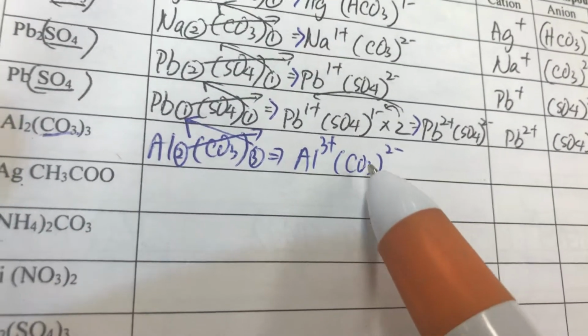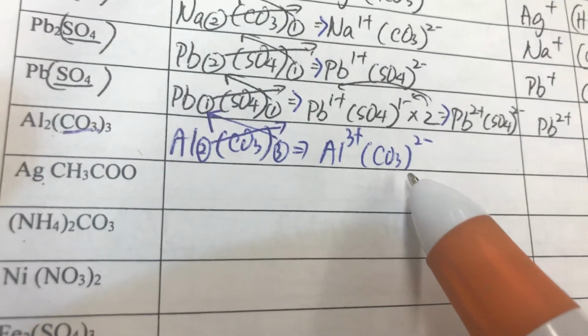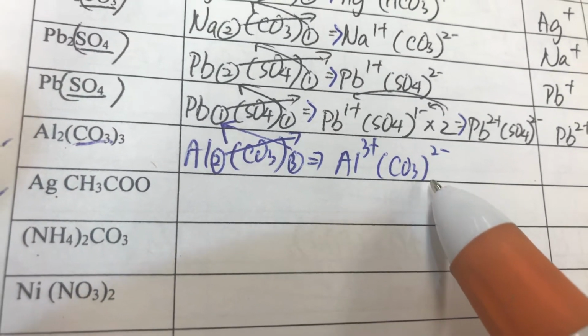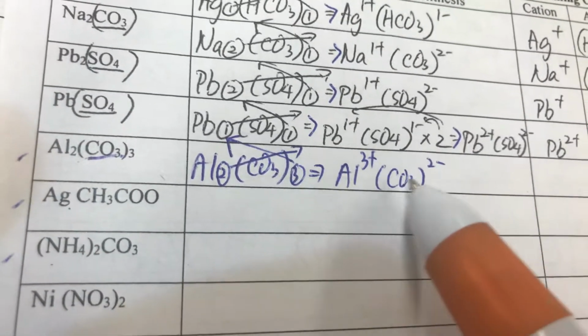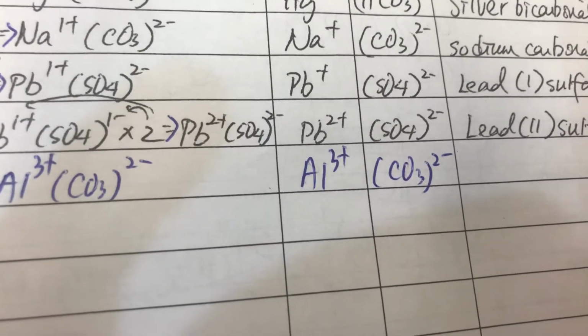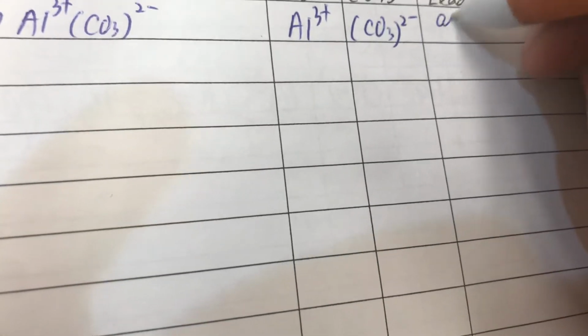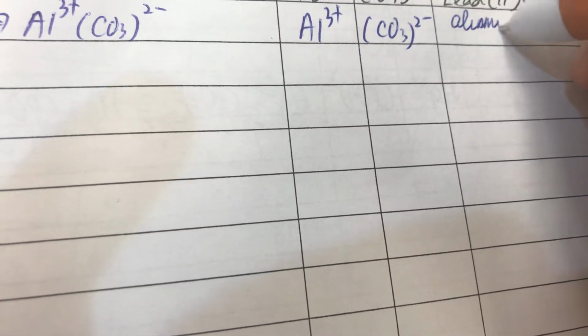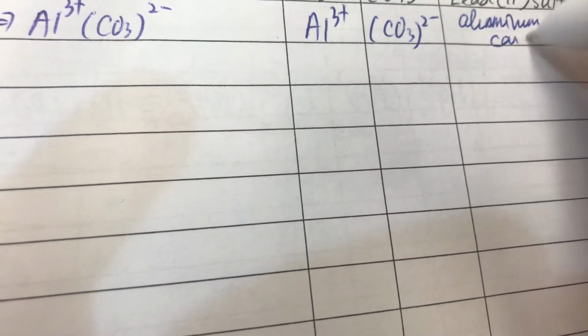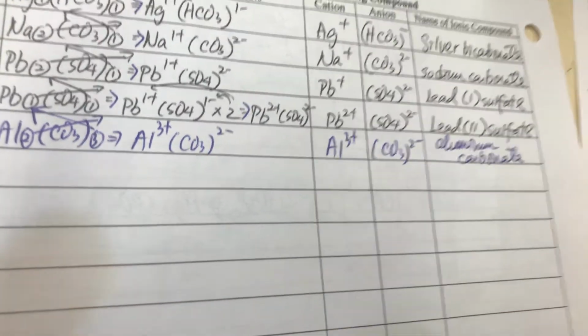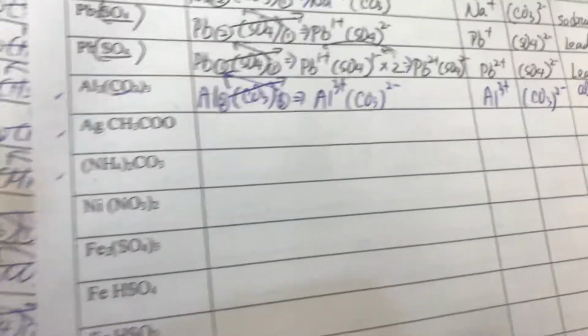And next, I'm going to check the anion. Always check the anion. Oh, CO3 is 2-. I don't need to multiply the number. And Al is 3+, so we are good. So then we can write here Al3+, (CO3) 2-. And then it's going to be named aluminum carbonate. Aluminum carbonate. Okay, so let's do the next one.